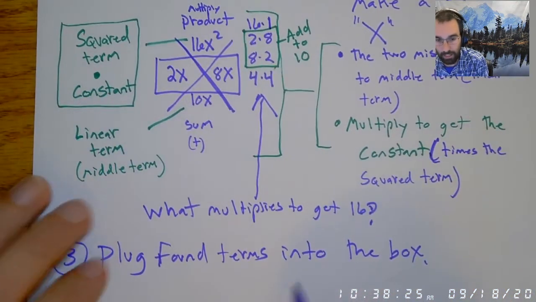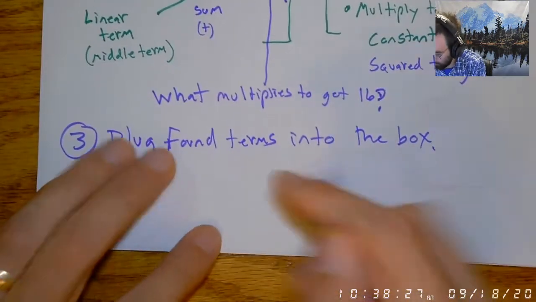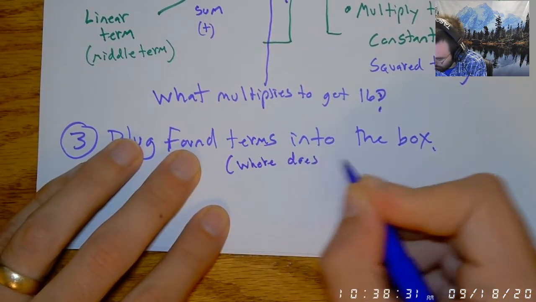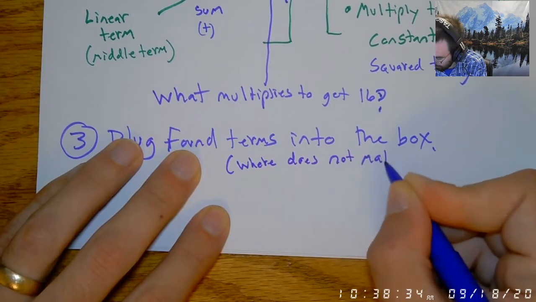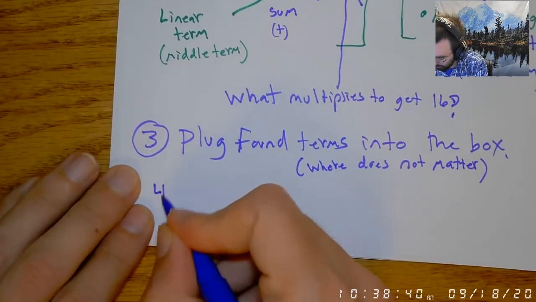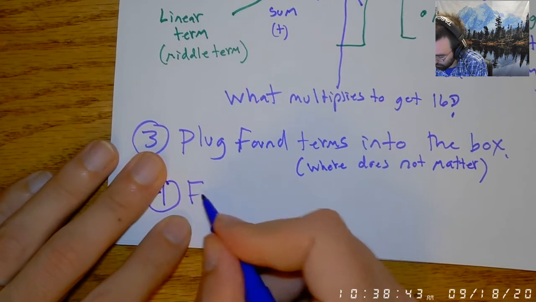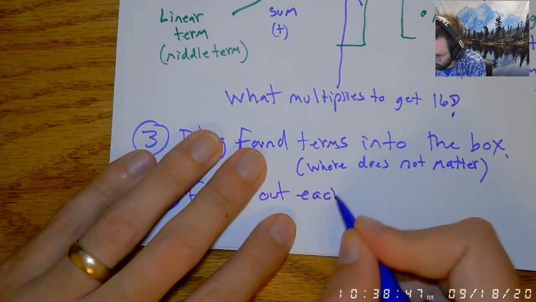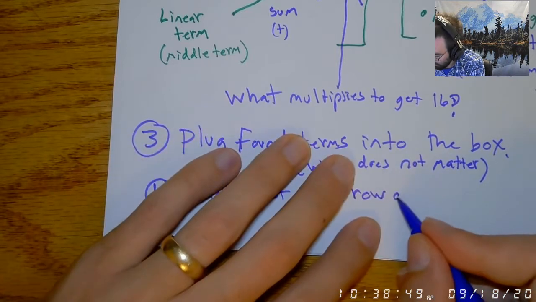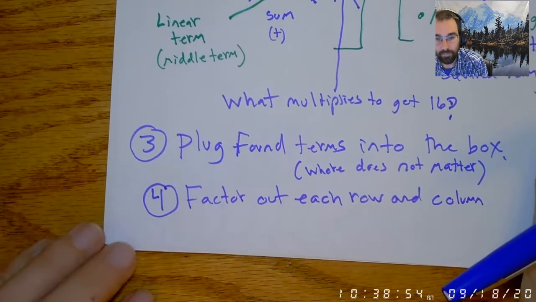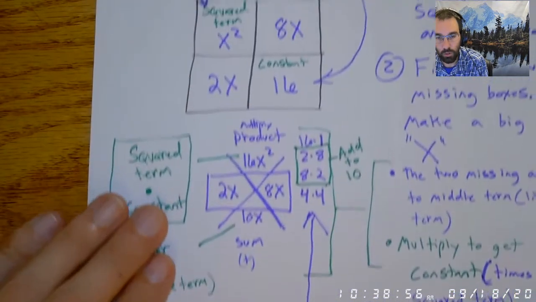Okay? And you might want to write that in your notes. You might say, where you put them does not matter. All right. So then the last thing we're going to do is factor out each row and column. So we're going to factor out each row and column.